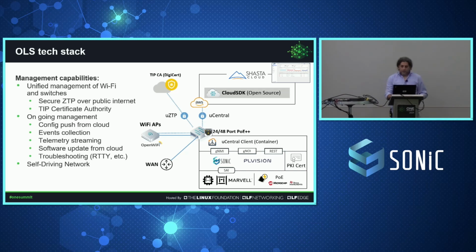And inside the switch, as you can see, on the hardware we have, for example, here the Marvell ASIC, and we have the PoE vendors coming in. Above it, we have the SONiC software with extensions done by PLVision. We have a certificate that will be used to do the connection to the cloud, and we have the uCentral client, which is also used to connect to the cloud.